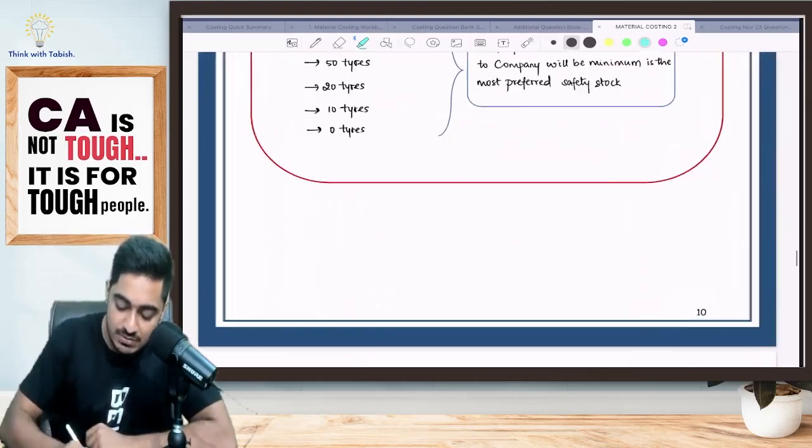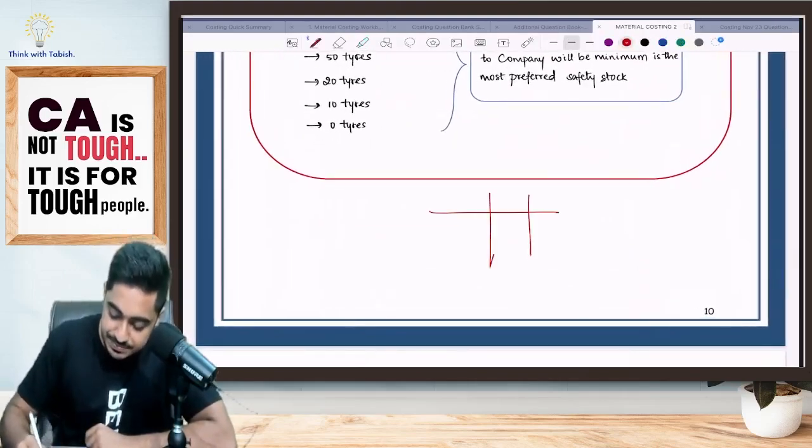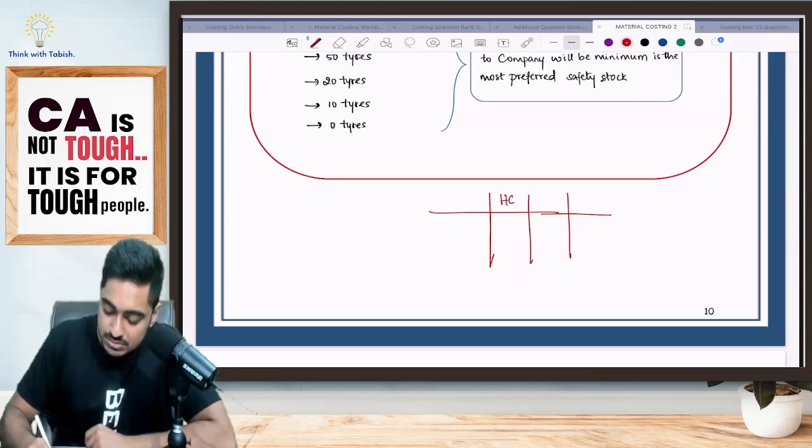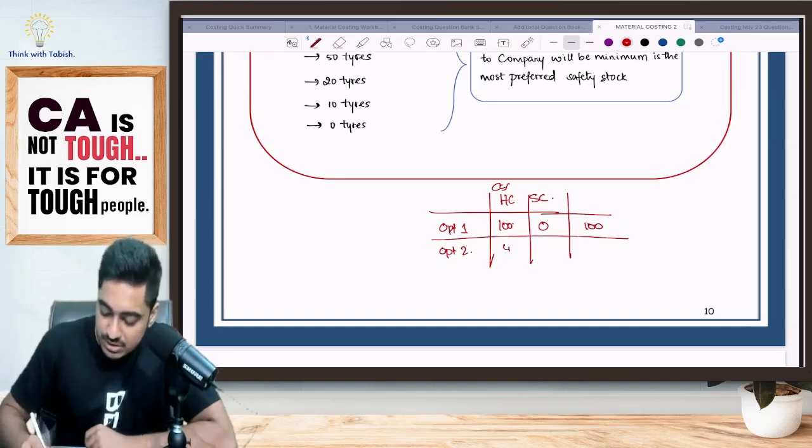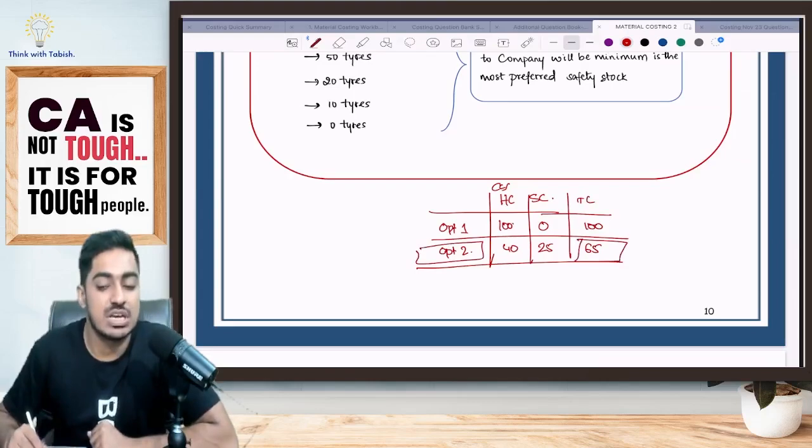Now, imagine I am giving you two options. Pay attention. Here I am telling holding cost or carrying cost, then stockout cost. Imagine option number 1: holding cost is 100, stockout cost is 0. Total cost is 100. Option number 2: holding cost is 40, stockout cost is 25, total cost is 65. Which one is better? My objective is that the total of the two costs should be minimum. Here the total of the two costs is minimum in option 2. This option I will be choosing.